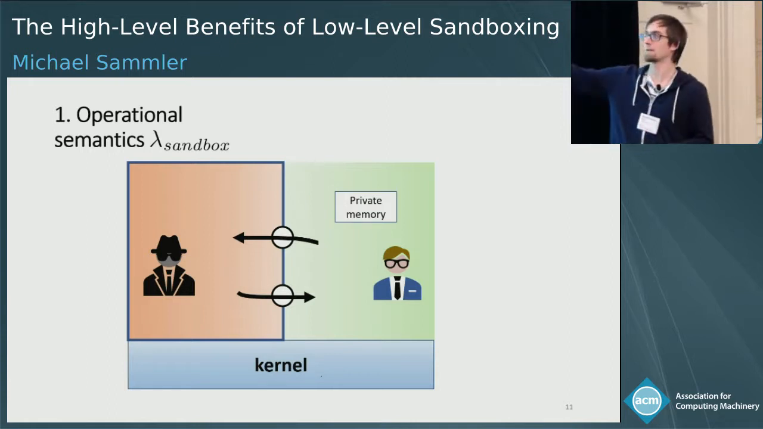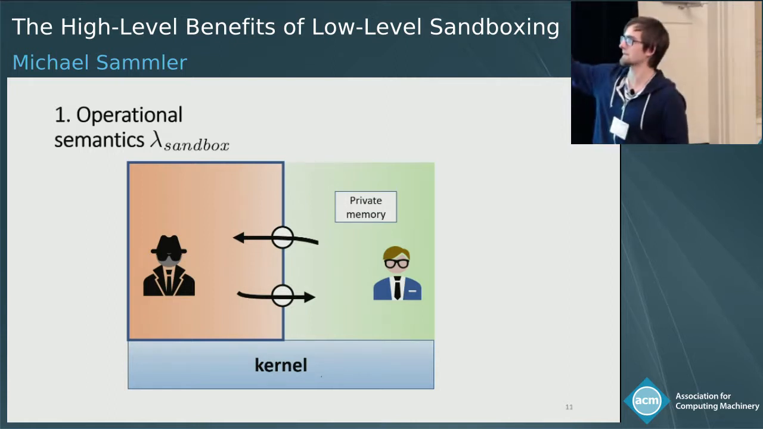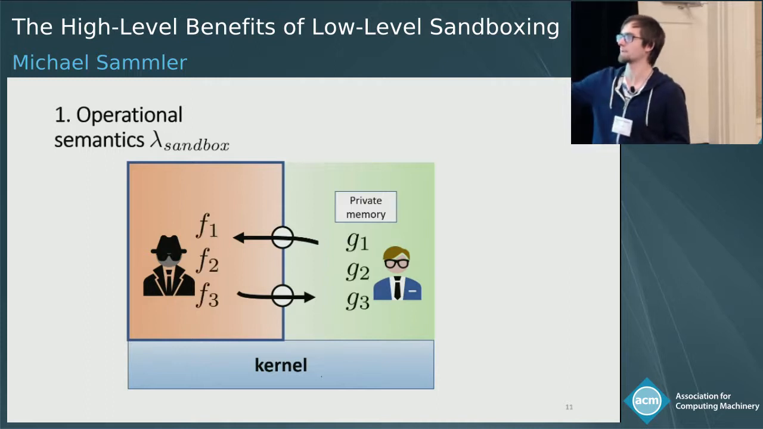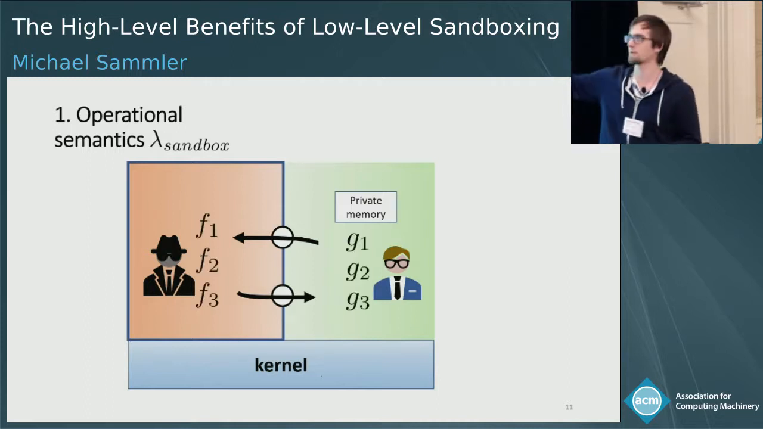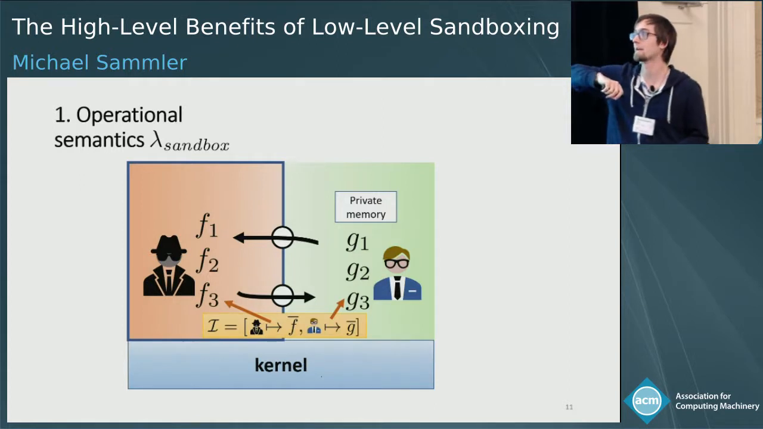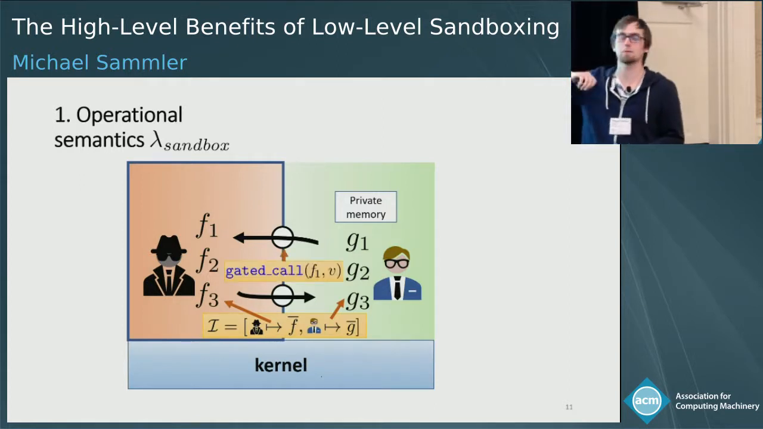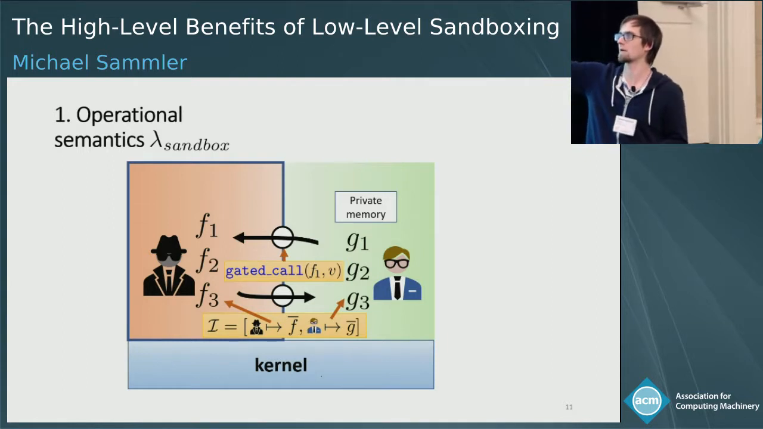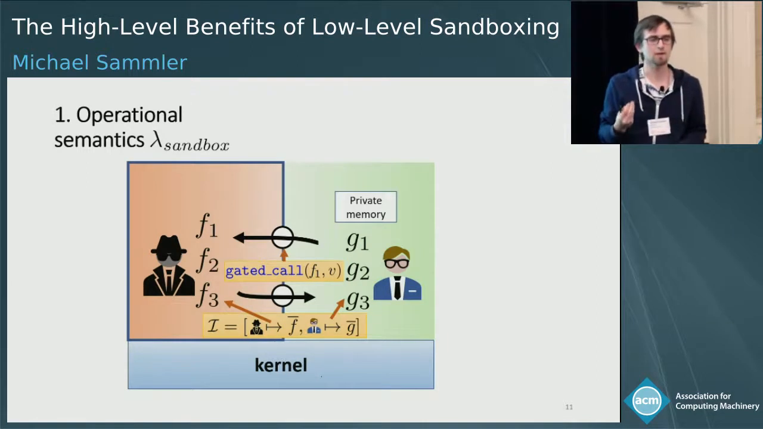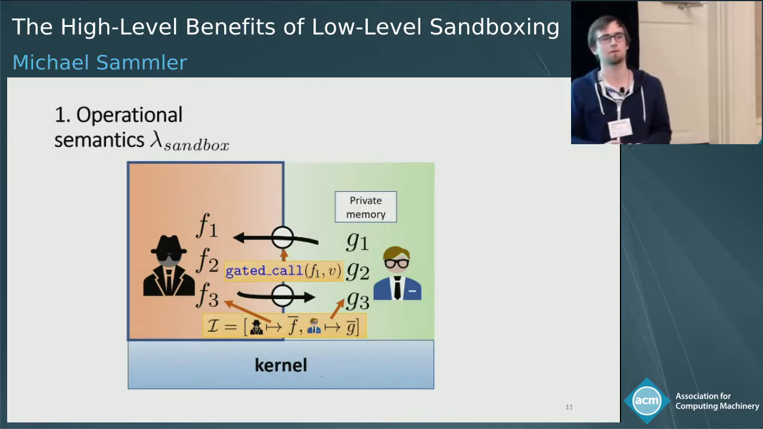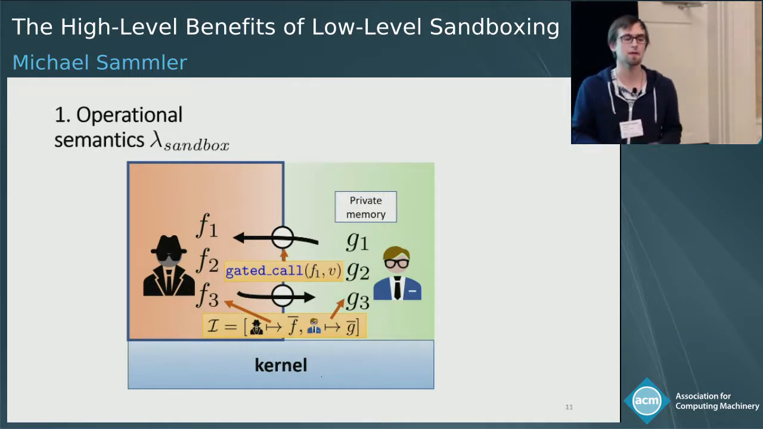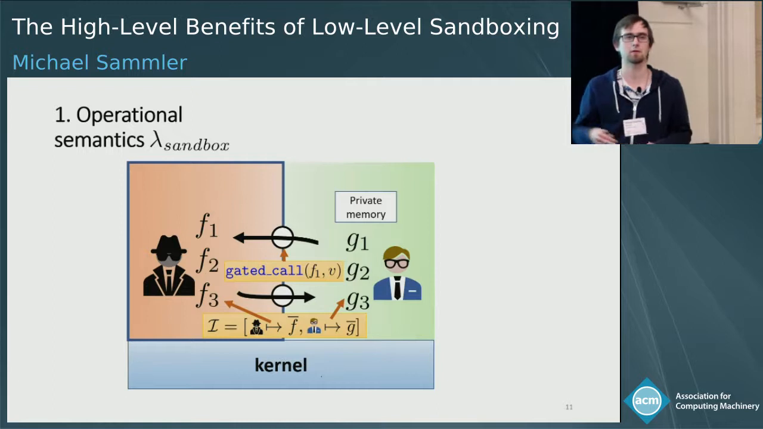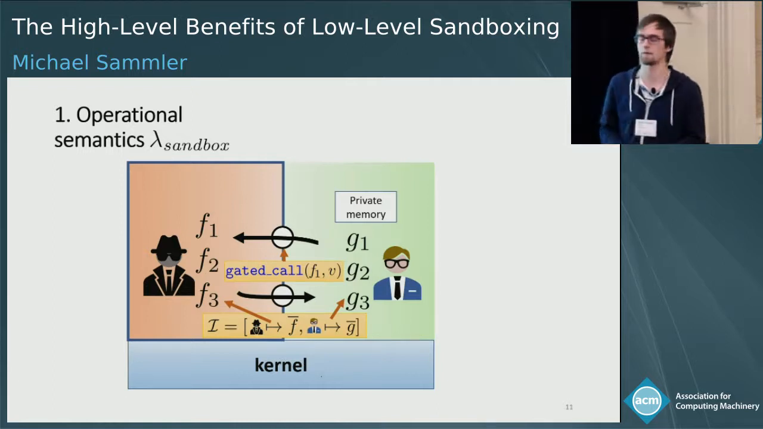So let's go back to the big picture from the beginning. We had the trusted and the untrusted code, and they're both represented by some functions which they expose to each other in some interface I. And there's this gated call instruction, which we've briefly seen before, which allows the trusted code to call the untrusted code and vice versa. Such a call gate mechanism is very commonly found in sandboxing techniques used in practice, and it allows us to keep track of whether currently the trusted or the untrusted code is executing.